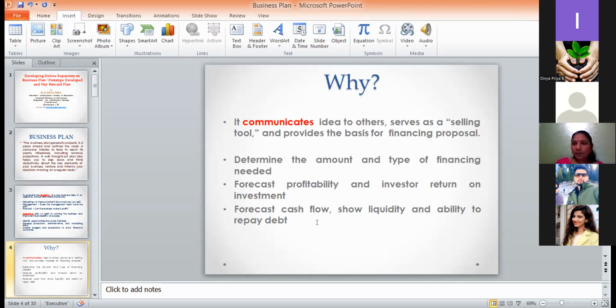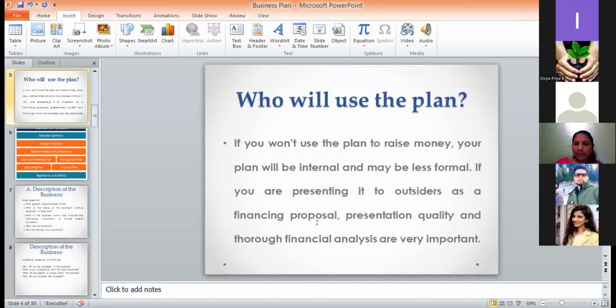A business plan helps to communicate your ideas to others, what you're selling, and also helps you to raise finance for your company. And who will use the plan? If you use the plan only internally to the firm, it will become less formal. When it is used by outsiders, only then will you come to know how strong your business plan was, because presentation quality is very important to outsiders.